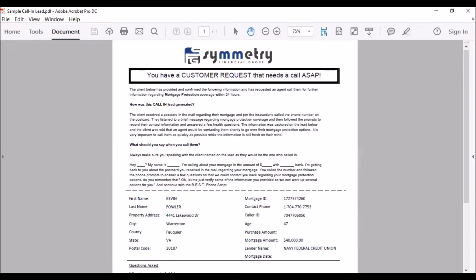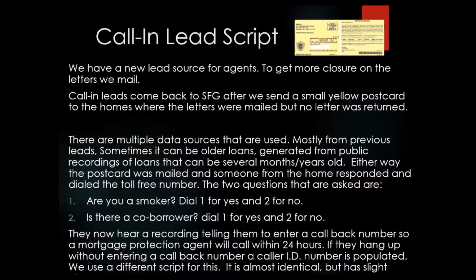They listened to a brief message, they listened to a recording, then they followed the prompts, which generated information that became a lead. Sometimes the mortgage information that was generated that created the yellow postcard might have been a little bit older. Either way, the postcard was mailed and somebody responded. So there are two questions that are asked on the card that somebody responds to. The first question is, are you a smoker? Dial 1 for yes and 2 for no.